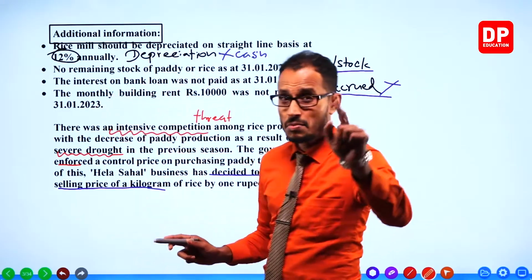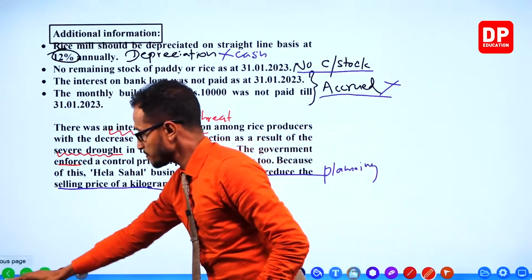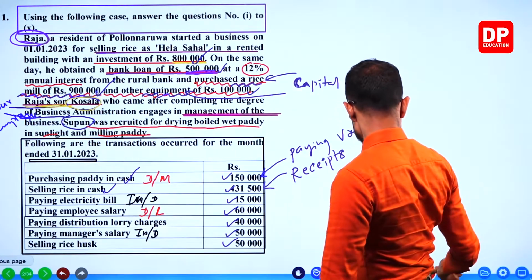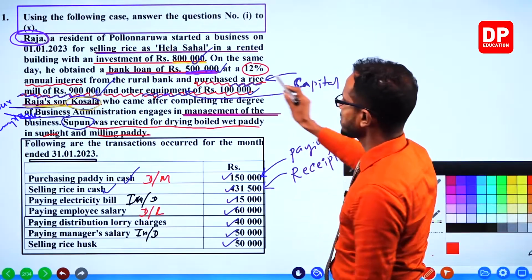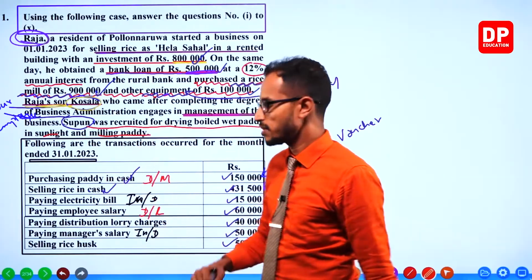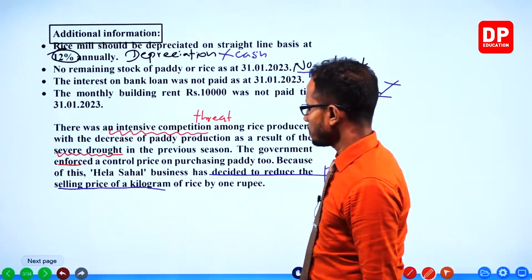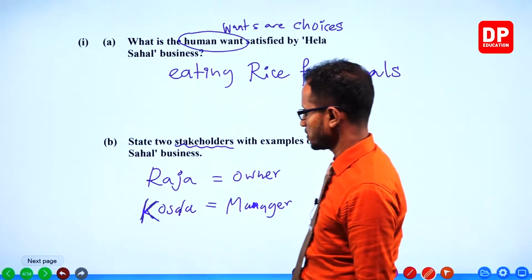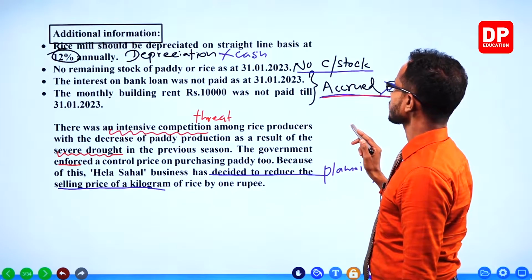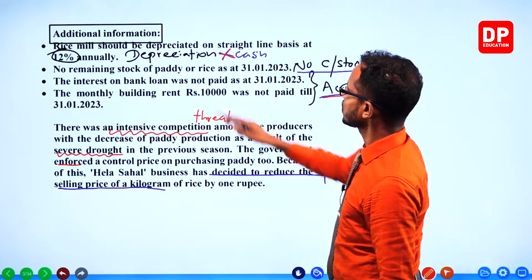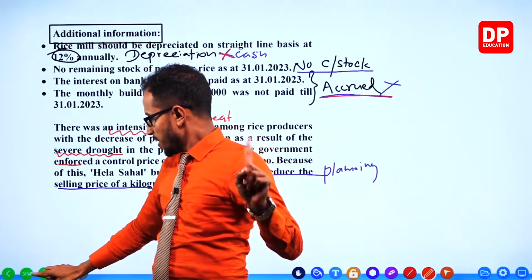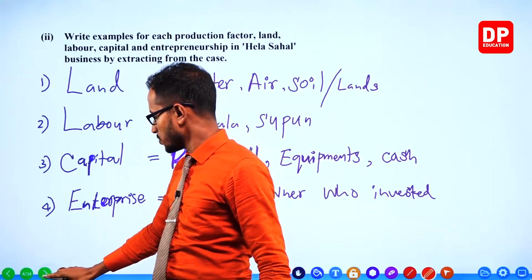Interest on bank loan. Remember I told you when I saw the bank loan here, I circled the bank loan interest and I said annual interest, we don't know whether it's paid or not, so we can't enter. Now we know that it's not paid, so we don't enter. It's accrued. Building rent also not paid, should not be entered in the cash book.